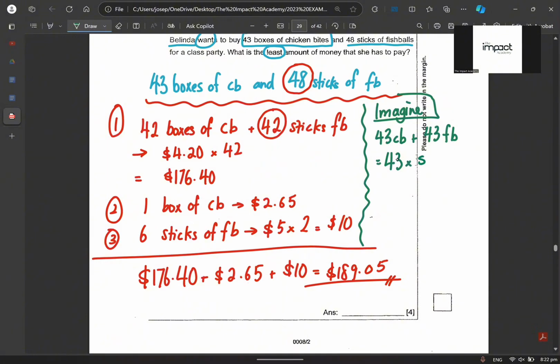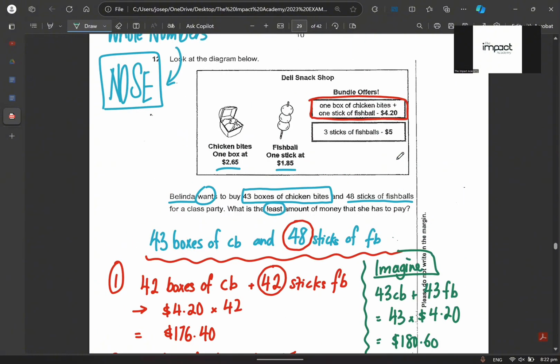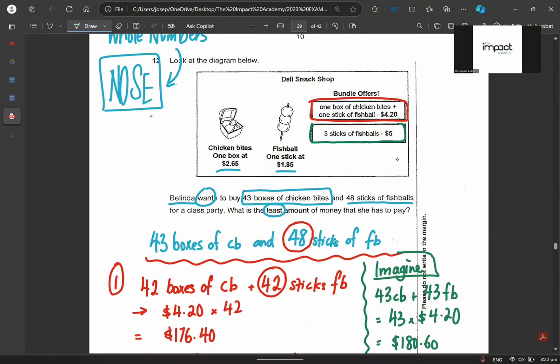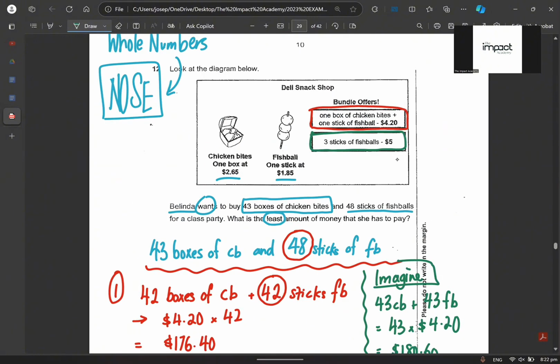43 times $4.20. Agree or disagree? Are you all listening to me? I show you that doing it this way, the green color way, will be more expensive. $180.60, right? Then how many more fish balls do I need to buy? 5. But do they sell in 5s? No, they sell in 3, right? So out of that 5, I'm going to buy 3 first. Agree or disagree? How much is 3? $5.